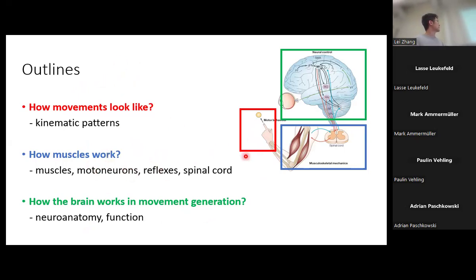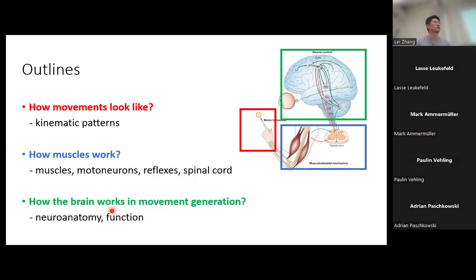And then the second part is muscles, the important force executor. Muscles are innervated by motor neurons, and motor neurons are also coupled with reflex loops in the spinal cord. And we will look at different neural circuitries in the spinal cord. And in the last part, of course, the most important, the holy grail of movement neuroscience.